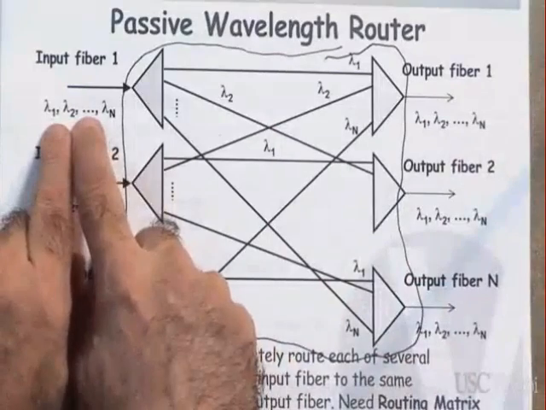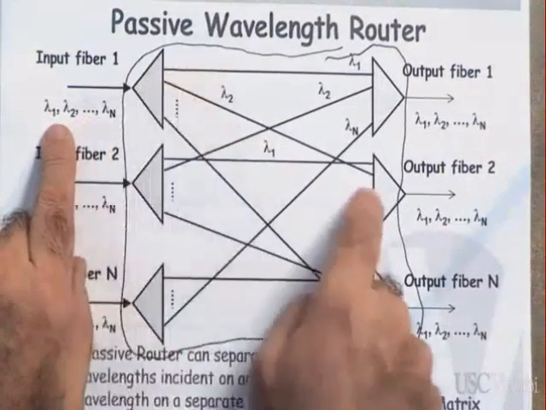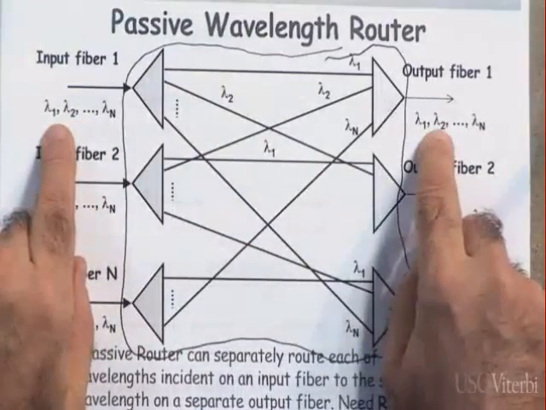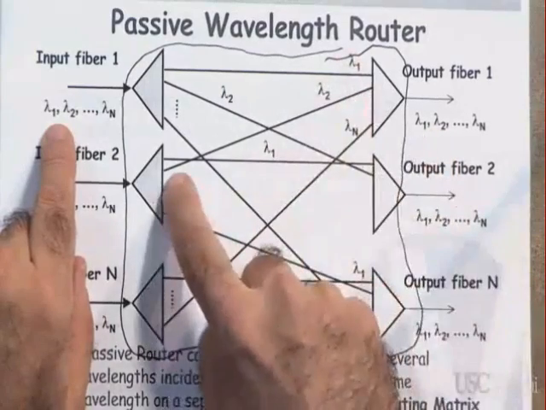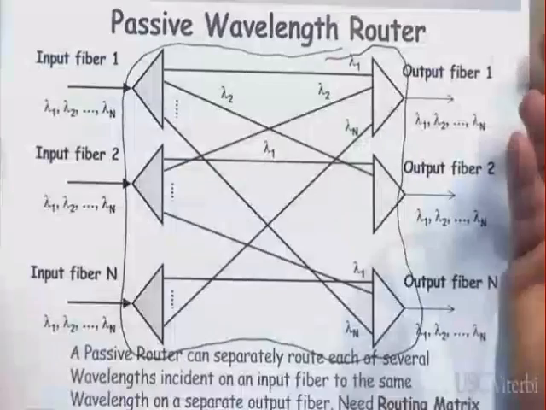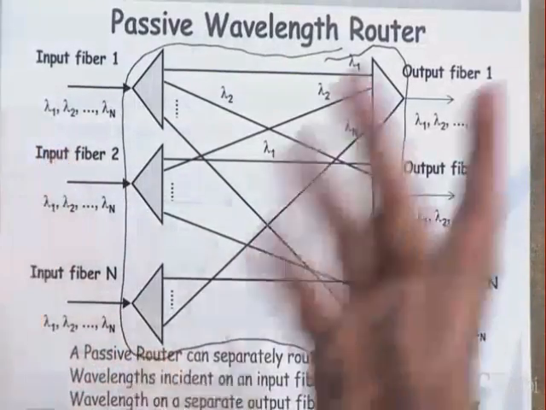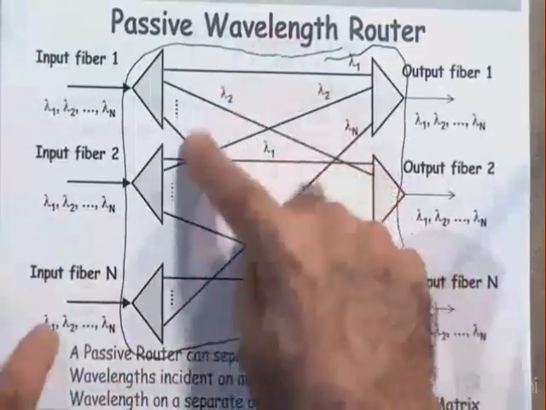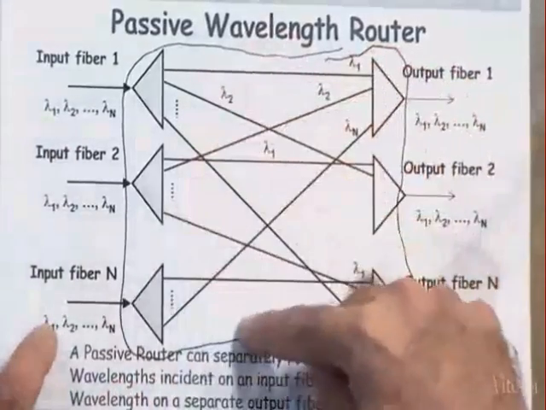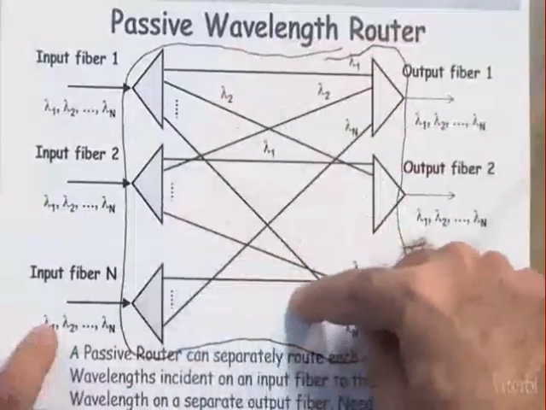Where did this lambda 2 go? This lambda 2 went here. And which lambda 2 is this? Lambda 2 came from here. Did you get my point or not? Could this lambda 2 come from here? It could come from here. This is what I mean by a routing matrix. This is the routing matrix in here.